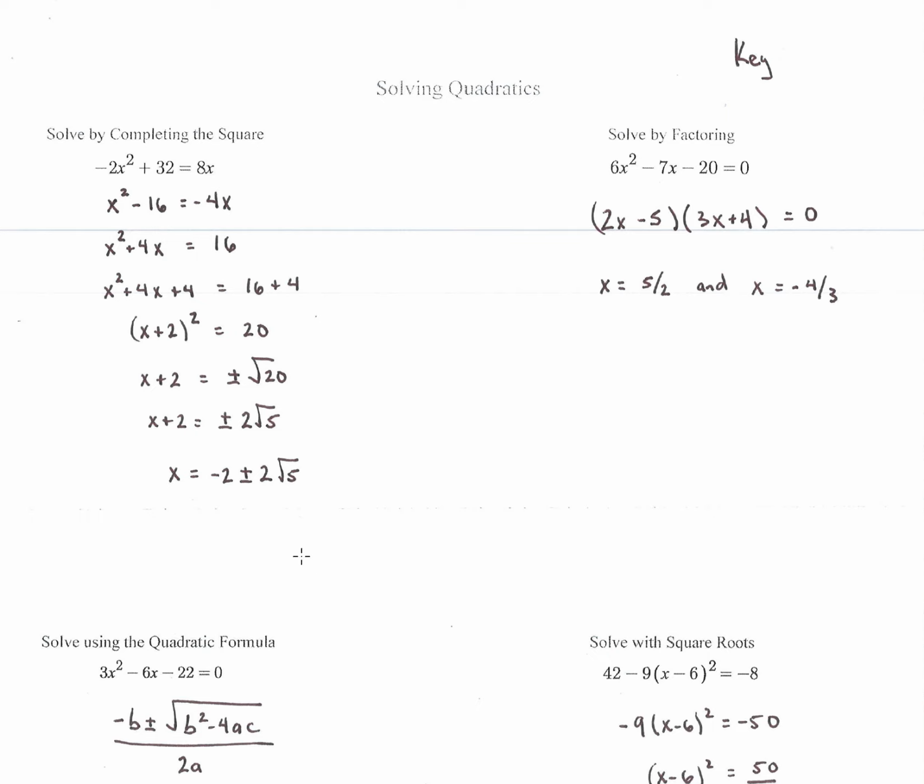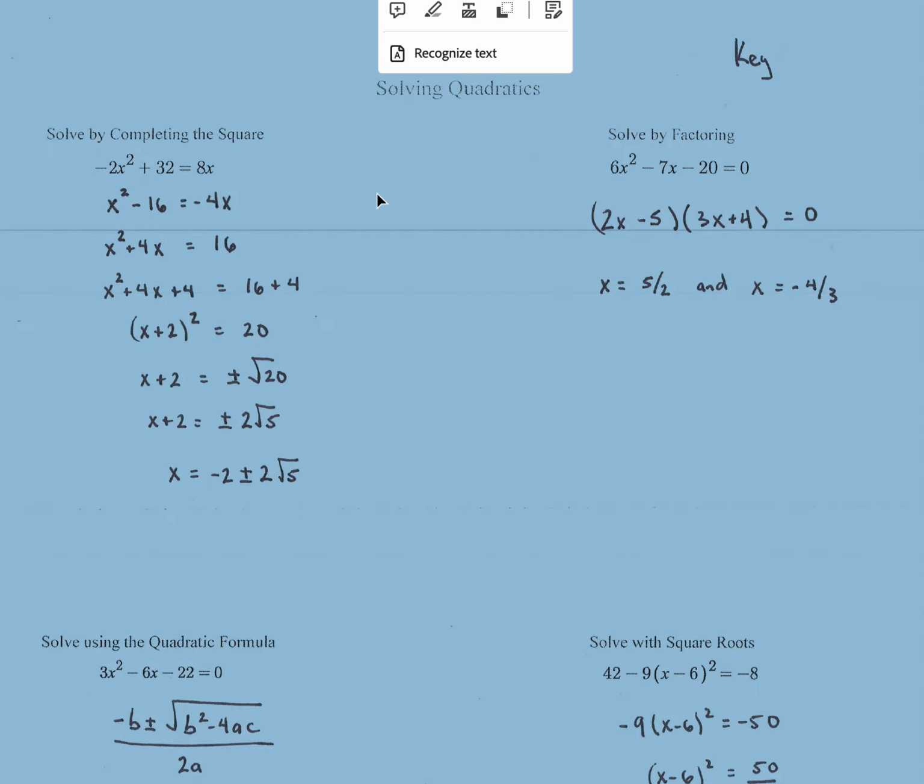If I look at this first one and I see a 2, a 32, and an 8, I am just going to divide everything by 2. In this case, I actually divided everything by -2. I might as well just get rid of that. So I divided everything by -2 to get to that line.